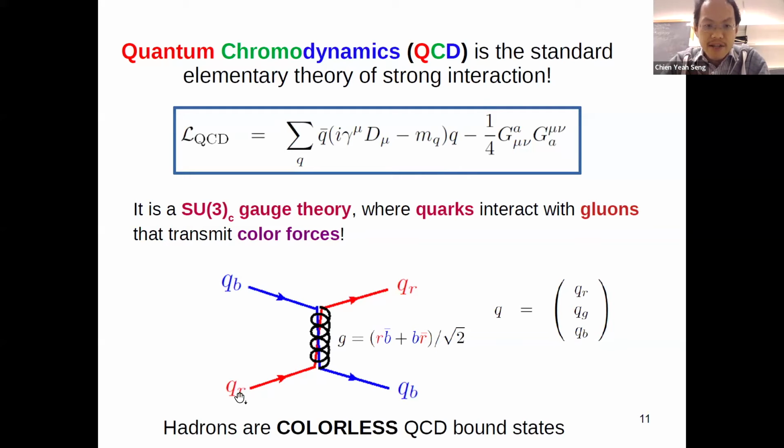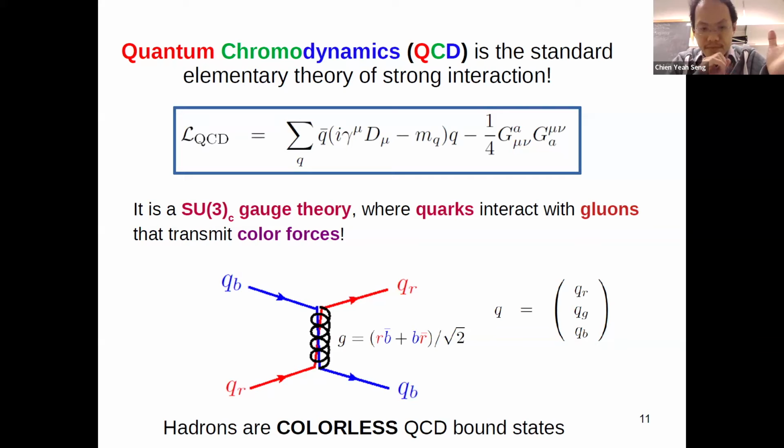So the quarks carry colors, and they interact with each other by emitting gluons, where the gluons also carry colors. And then it turns out that the quarks carry colors, but the hadrons are all colorless.